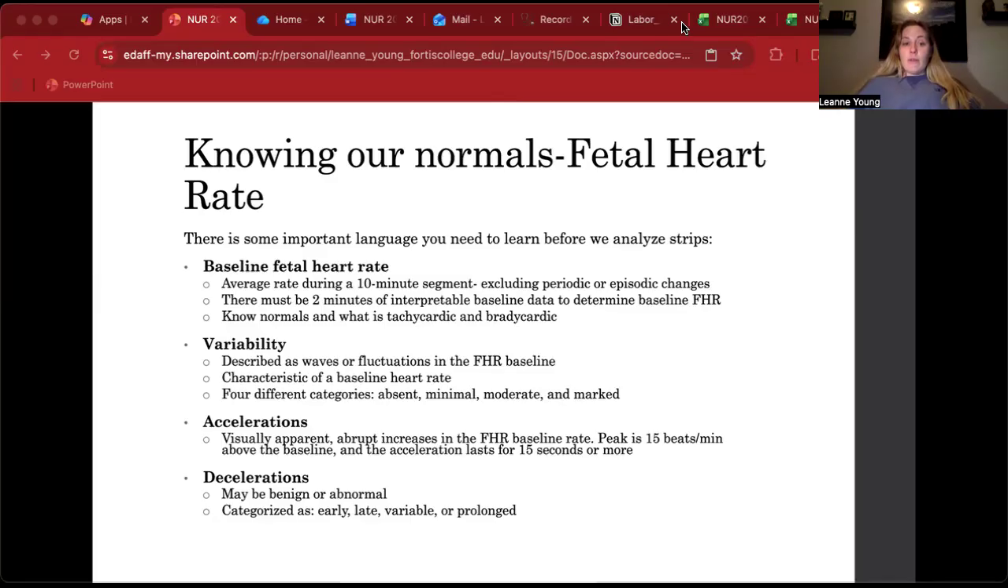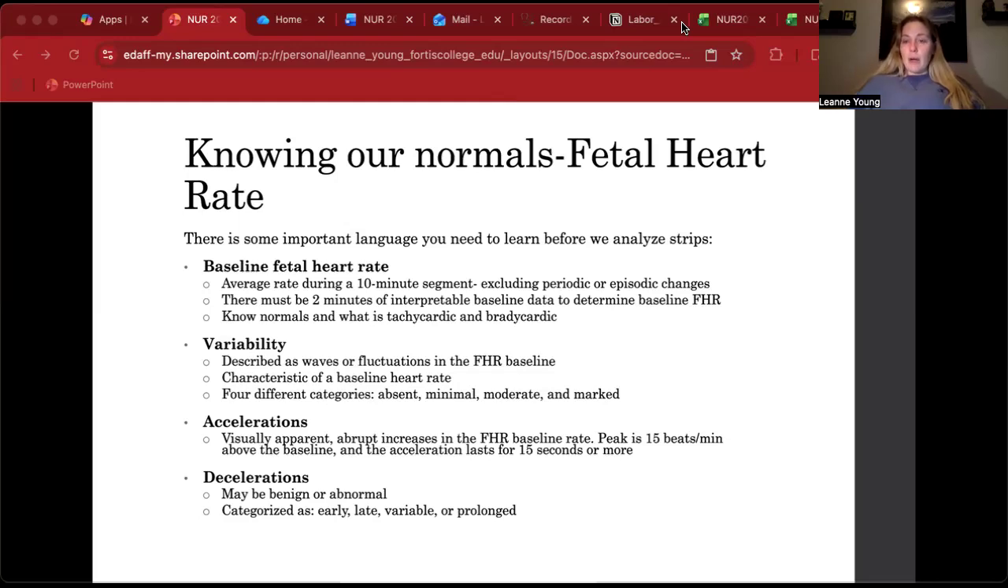Accelerations are visually apparent abrupt increases in the fetal heart rate baseline. The peak is 15 beats per minute above the baseline, and the acceleration lasts for about 15 seconds or more. So for it to be an acceleration, it needs to go up by 15 beats per minute, and it needs to last for 15 seconds or longer. So 15 by 15.